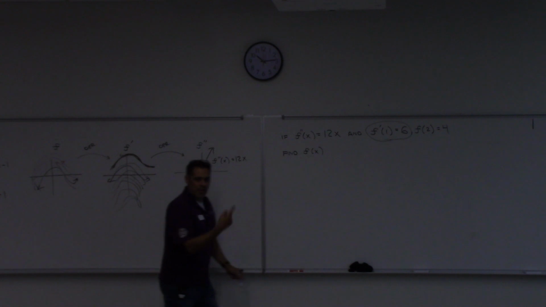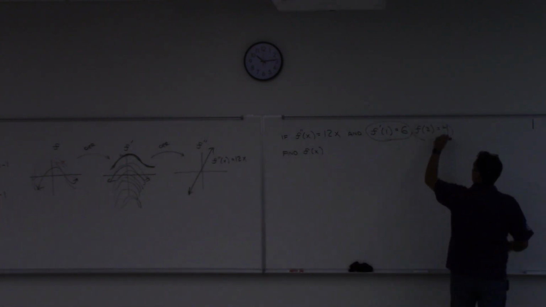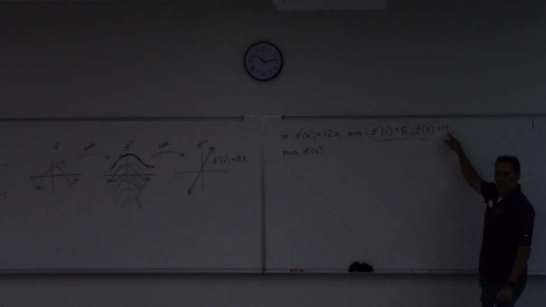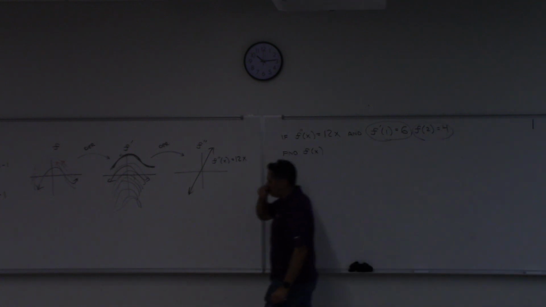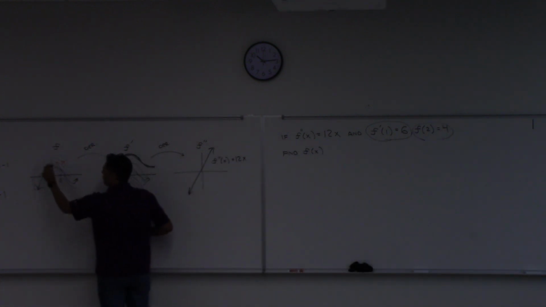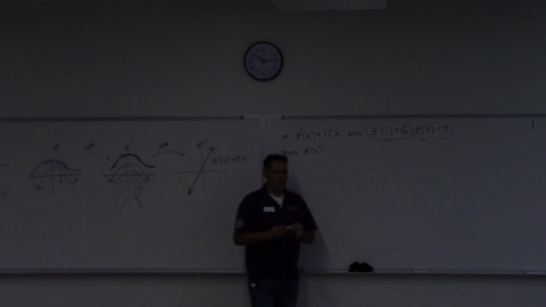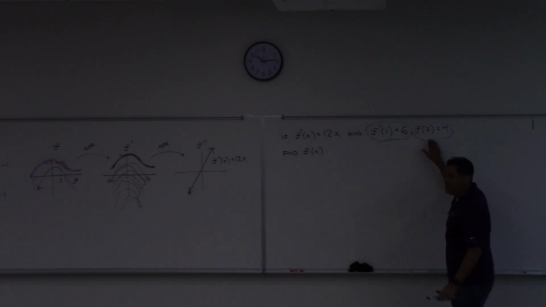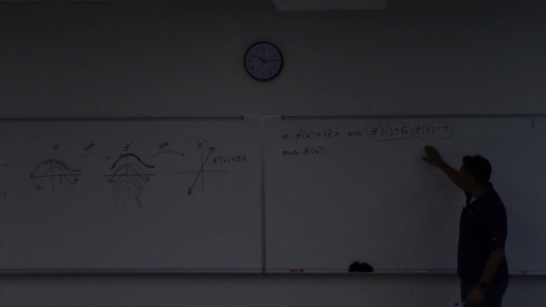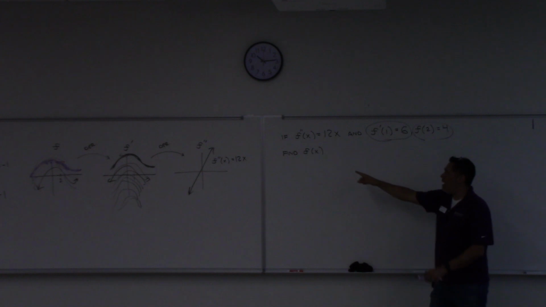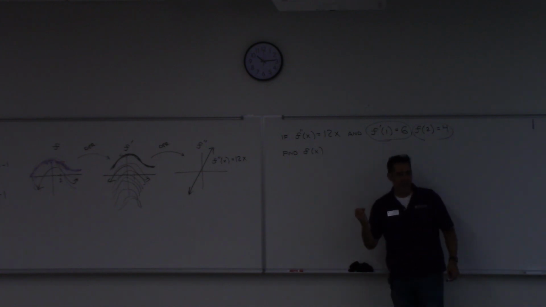and I give you one other piece of information. The original function at 2 is 4, right? So that means at 2, you should be up here at 4, and that allows me to nail down exactly the one we're talking about. Does that make sense to you? That we have to have this information. If we don't have this information, we cannot get back to f of x and get a unique answer, right?